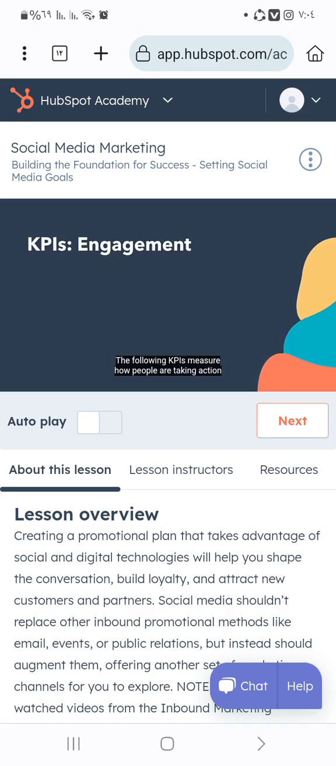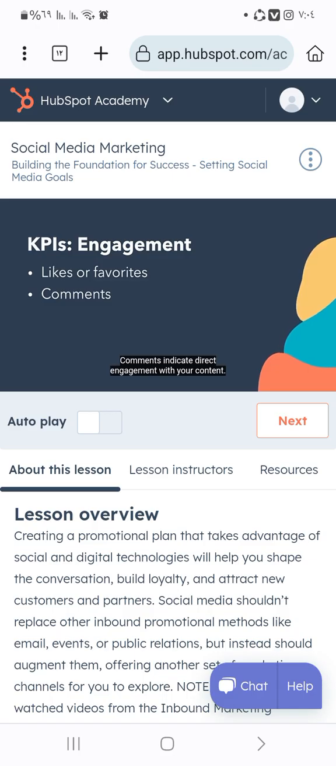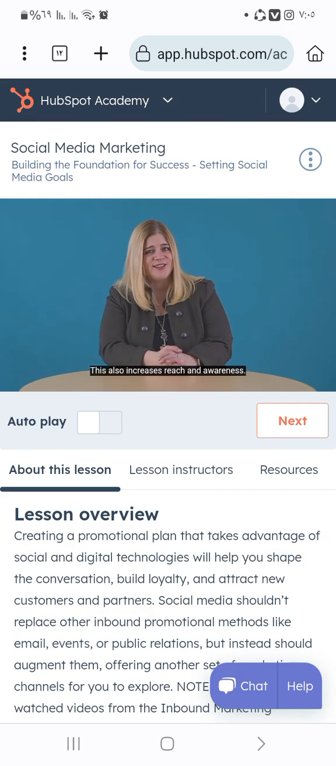The following KPIs measure how people are taking action in relation to your brand. Likes or favorites indicate your viewers appreciate the content. This is a simple action and often one of the biggest vanity metrics, but useful to measure to determine if the content is of interest. Comments indicate direct engagement with your content. Sharing and retweets demonstrate that your audience cares enough about the content that they want to let others know. This also increases reach and awareness.